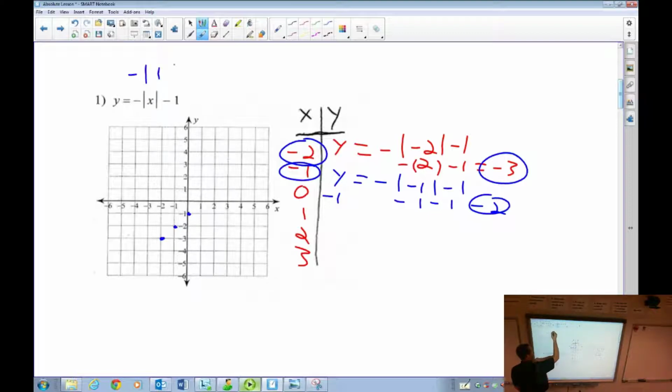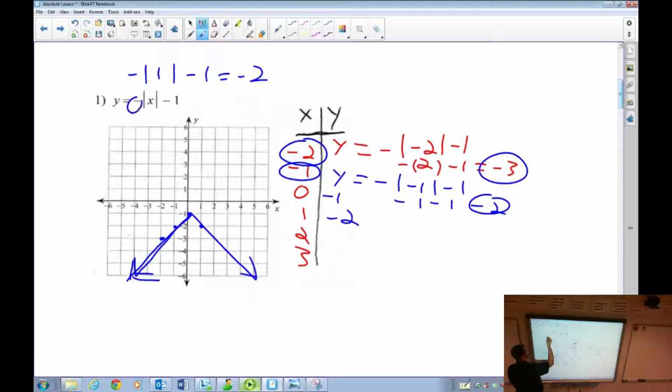Negative absolute value of 1 minus 1. So that becomes +1 with a negative, and -1 with the -1 is a -2. We go over 1 and down 2. And then automatically we start seeing the pattern there. Try to get your dots straight in the line of an absolute value that's going down. So you notice if there's a negative in front of the absolute value, it means it's going downward. Okay? So there's number 1.